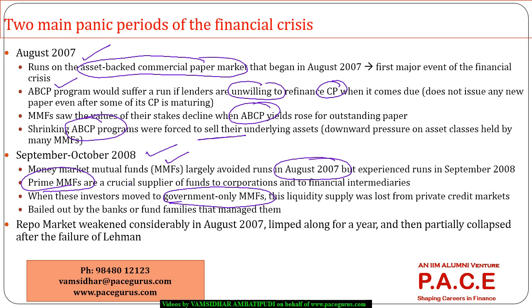So which means from all the private credit markets, the liquidity got very badly affected. And the majority of these money market mutual funds had to be bailed out by the banks, or in some cases the various fund families which managed them. So that triggered the whole crisis, that created a big panic in the United States during the 2008 period, which accelerated the crisis. So the repo market also got weakened during 2007, but to a large extent it was able to limp along. But once the Lehman failure occurred in September 2008, the repo market could not recover to any extent.